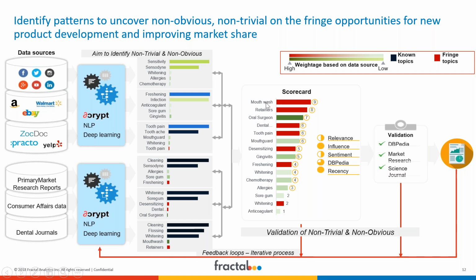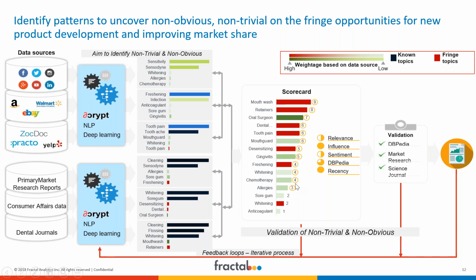If you look at the scorecard, these are some of the topics that came out. We had mouthwash as a topic, then we had oral surgeon, tooth pain, mouth guard. All these topics came out from the customer reviews. And then once we cross-tabulated it with the journal articles, we were able to rank these topics according to our interest, which is we want to find non-trivial and non-obvious topics that have a high correlation with dental sensitivity.